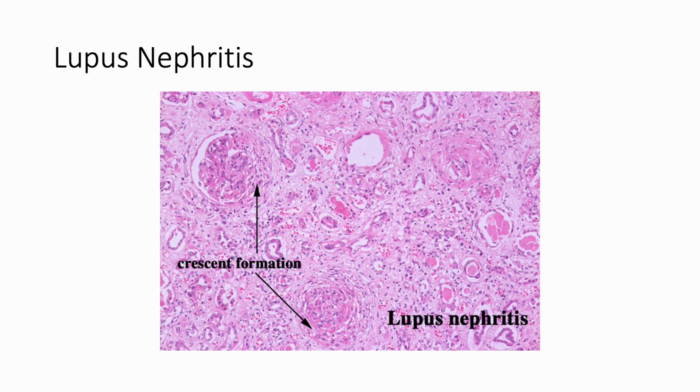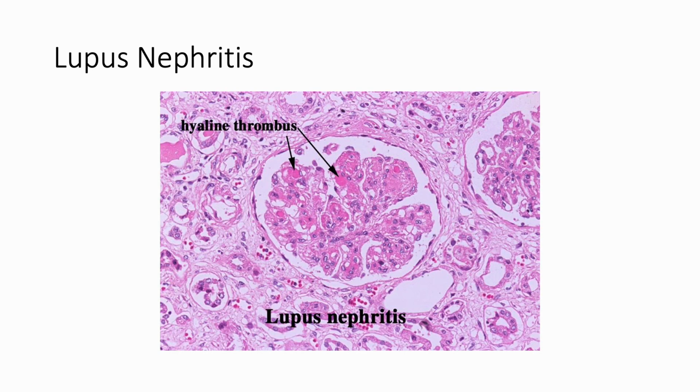Now, this is what you see in a biopsy of a patient with lupus nephritis. Here, actually, you have crescents, so you have a crescentic GN. Just looking at this, you cannot tell if it is lupus or if it is granulomatosis with polyangiitis or microscopic polyangiitis. You cannot tell.